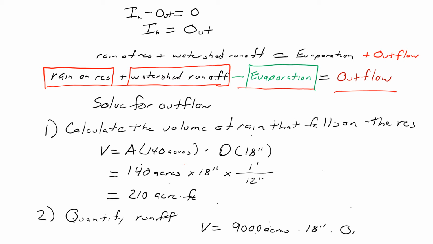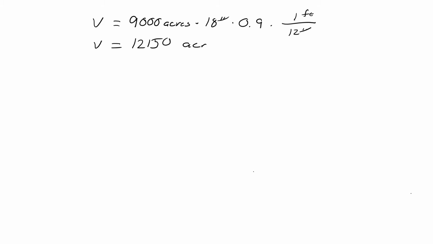But it doesn't all go in, right? Only 90% of it. So you multiply it by 9 tenths, 0.9. So 9,000 acres times 18 inches times 90%. You want it in acre feet, so you have to do one conversion. You have 12 inches over 1 foot. What'd you guys get for an answer? Acre feet.